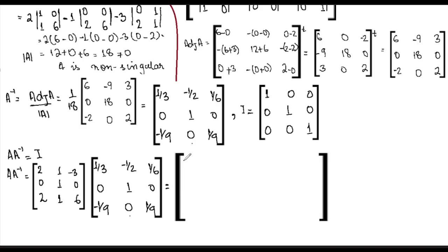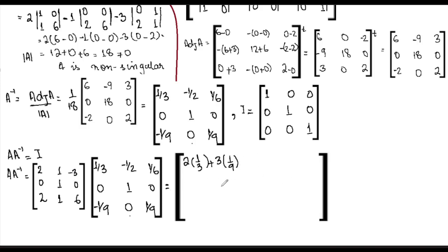So we are going to write it as 2 into 1 by 3 plus 1 into 0, which gives us 0, so we are not going to write it. And then the last term is minus 3, which will be multiplied with minus 1 by 9. So these two negative signs when multiplied together will cancel. So we have 3 into 1 by 9.